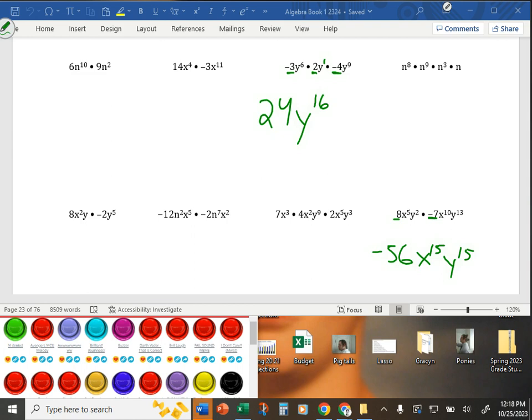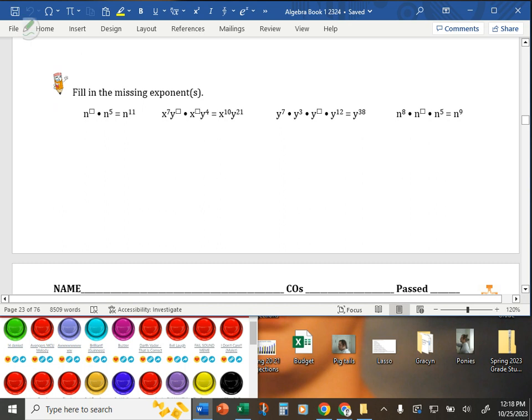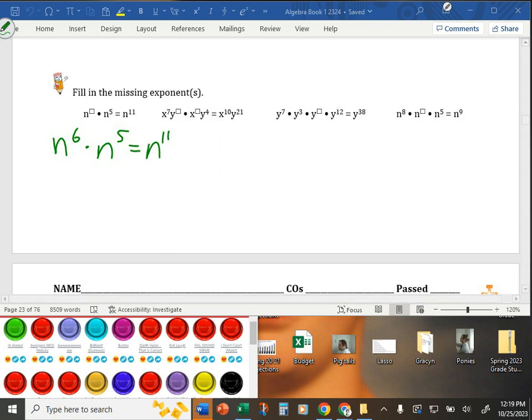Expanded form is great because it does explain how we get to these answers, right? But it's much more efficient to use the rule. And that's why the rule can go on a help sheet, and that's what I'd like you to use. The bottom part of the page, we kind of go in reverse here. I tell you that some equation equals n to the 11th. So you know that we should have a total of 11 n's. If 5 of them are there, what's the missing exponent? Dominic? 6, because n to the 6th times n to the 5th, 6 plus 5, equals n to the 11th.